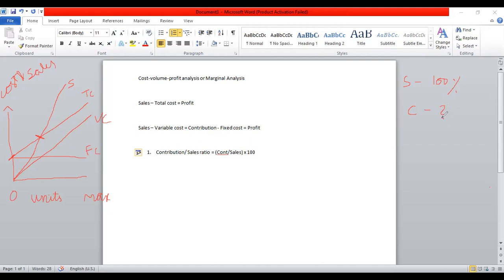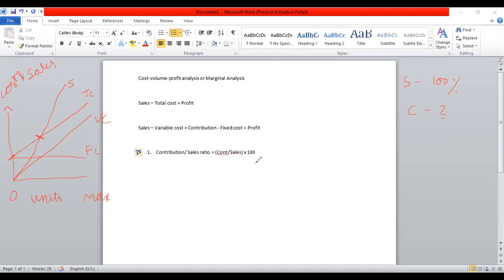To understand what is the percentage of controllable profit is the concept of contribution by sales. Some of the Indian textbooks do not mention this term as C by S ratio, but they call it the P by V ratio, PV ratio. So profit for volume of sales. If volume of sales is 100%, that profit margin, which is controllable profit, is how much? Contribution by sales into 100.